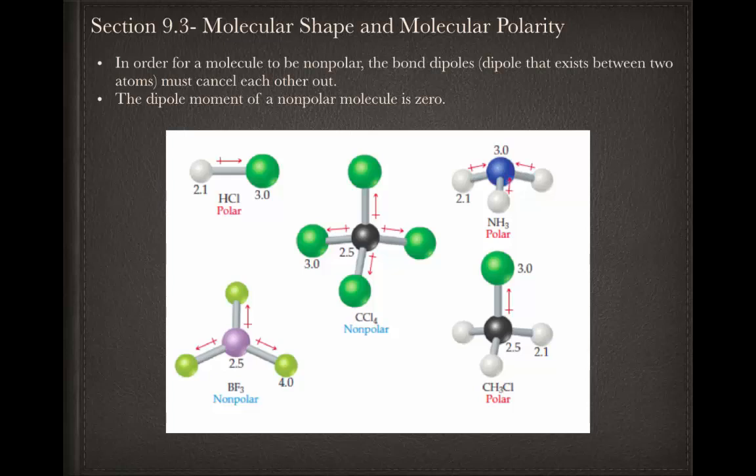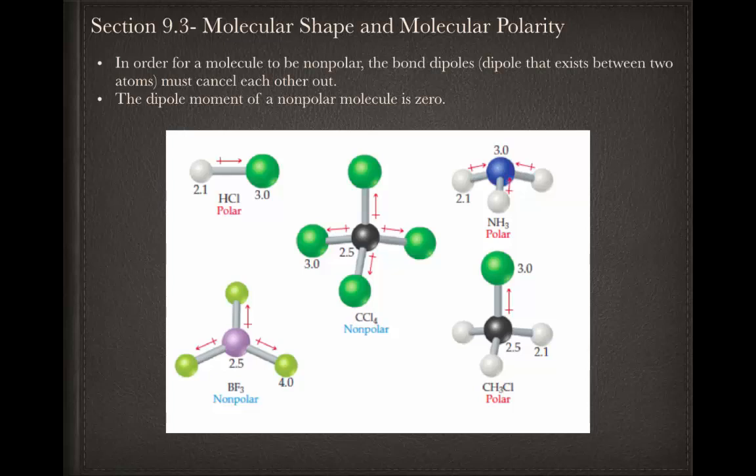If you look at BF3, which is right below it, you have a bond dipole facing upwards. You've got one going downwards to the left and one going downwards to the right. If you imagine this as a tug of war, with one going up and the others going downwards at a diagonal, those bond dipoles actually cancel each other out, and therefore the molecule is nonpolar.